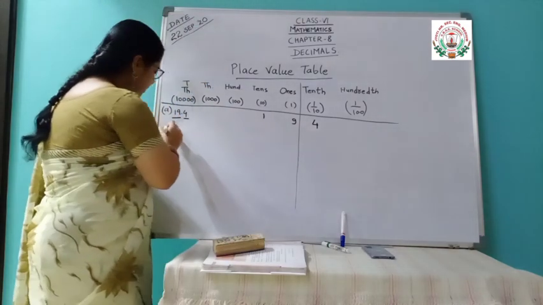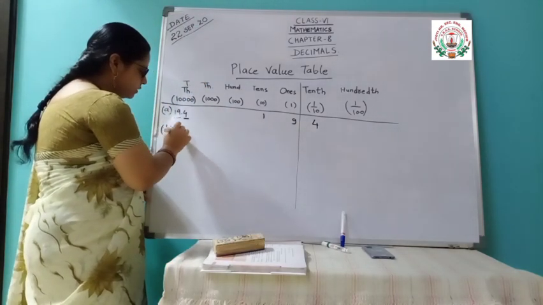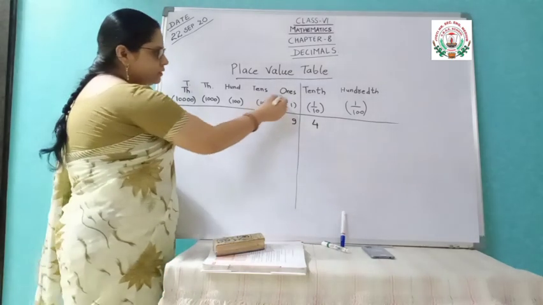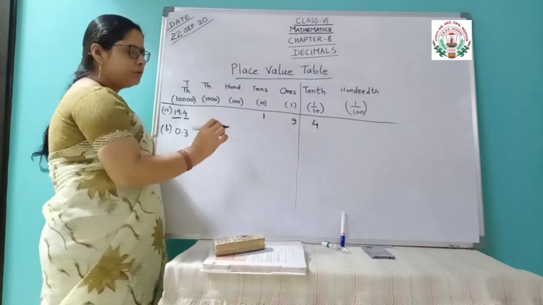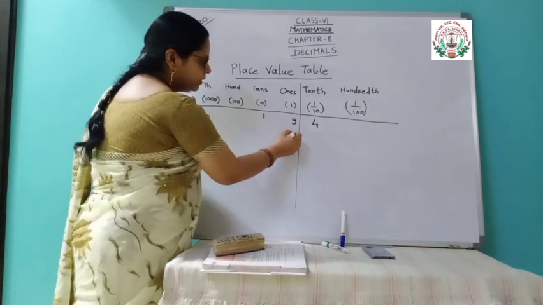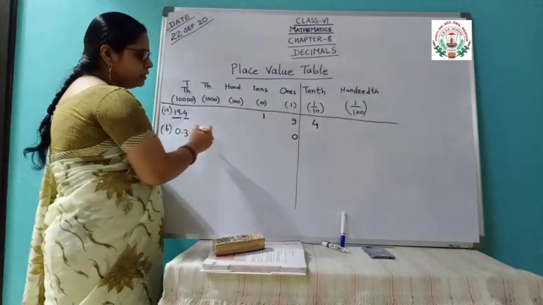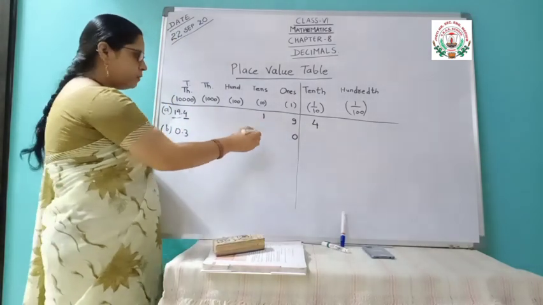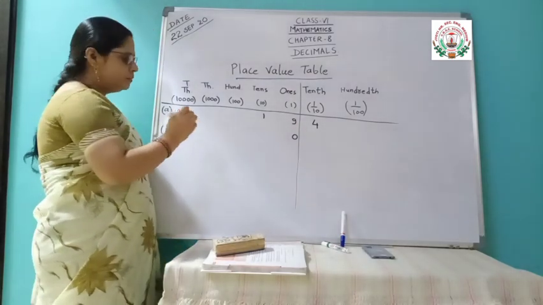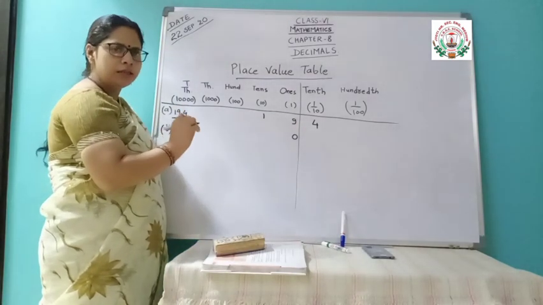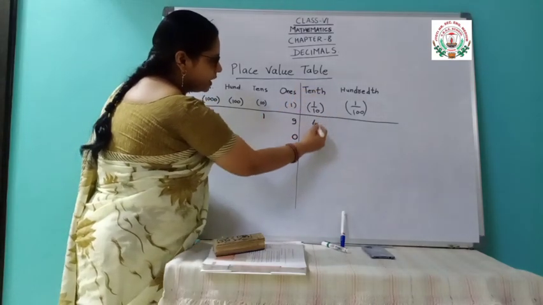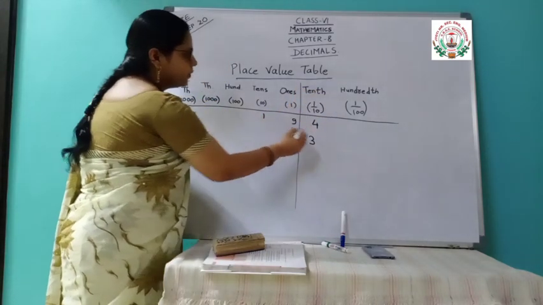Second is 0.3, B part. So in the whole number part nothing is there, 0 only. So no need to write that 0. Or if you are asked to put it in the place value table, you can put 0 here. No problem. If you don't write it also, no problem. If you want to write, you can write 0. And 0.3 means point means decimal, and after the division you have to write 3 at the first position. This is 0.3.